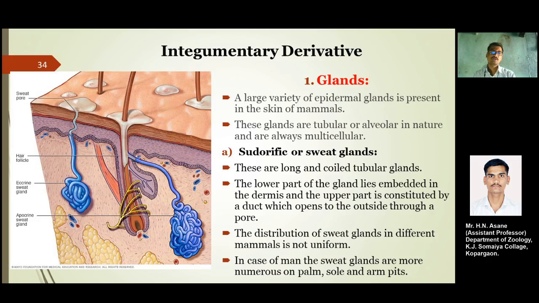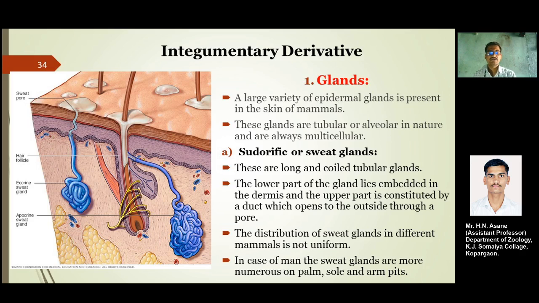In that we have started with the third chapter, that is histological study of the organs. So in that we are completing today the skin. And the last remaining part in the skin was the integumentary derivatives of the mammals.